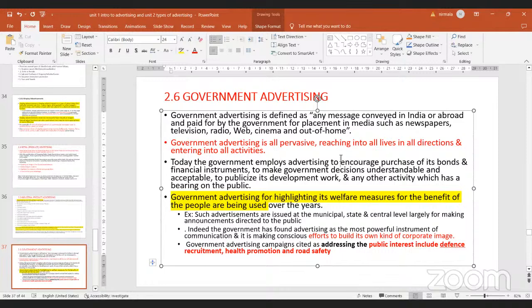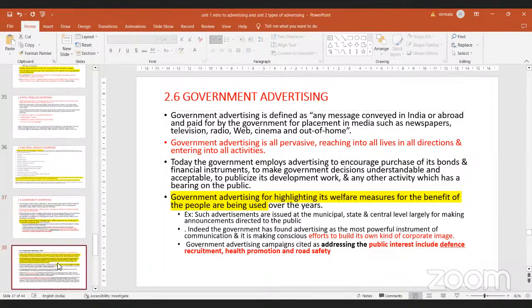So government advertising, again, uses all the means of communication channels which are available, like newspaper, television, radio, web, cinema, and hoardings, billboards, whatever it may be, to convey the message to the consumers or the common public in the country or in the state.